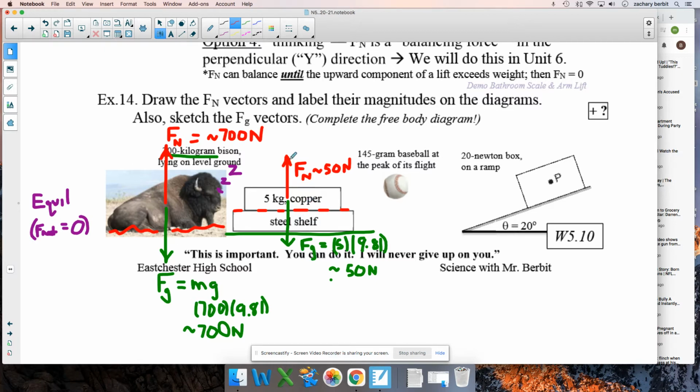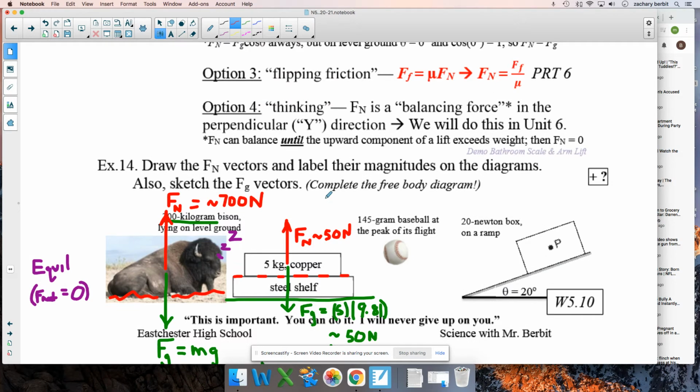Without that steel shelf, the copper would accelerate downward at 9.81 meters per second squared. But instead, the steel shelf is stopping it and is pushing up so that it does not accelerate at all. That's what we mean by the normal force being a balancing force. And if you notice in both cases, the ground here is horizontal and the force is vertical. That's perpendicular. If you want to make a little right angle right here. Again, the ground is horizontal. The force is perpendicular. So we make our little right angle here.